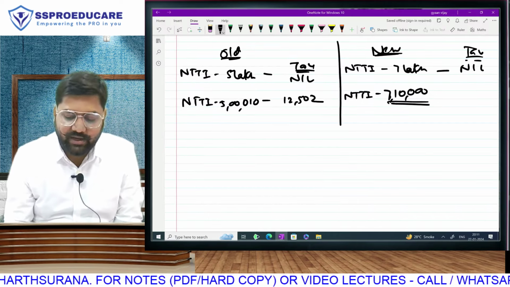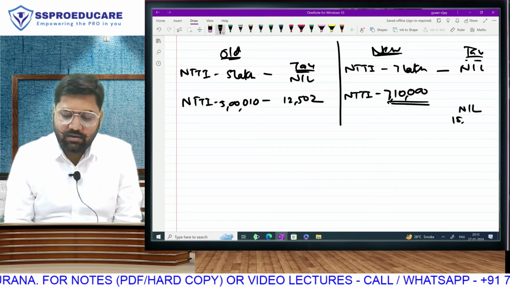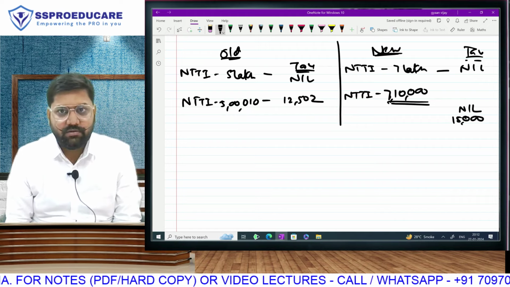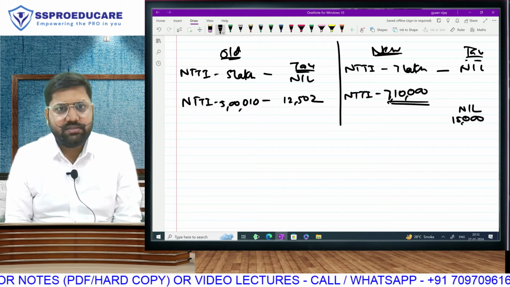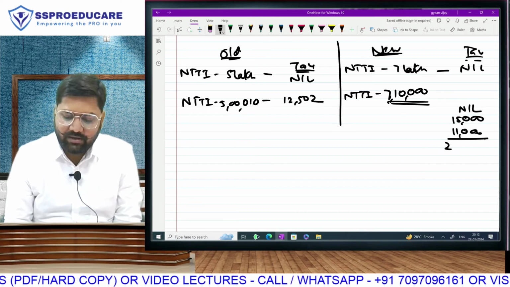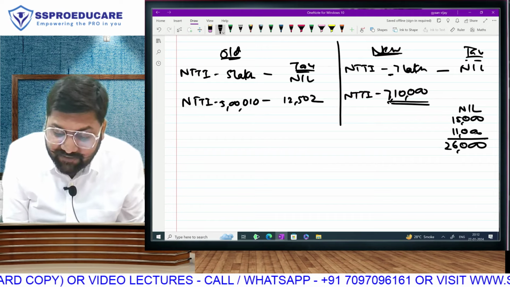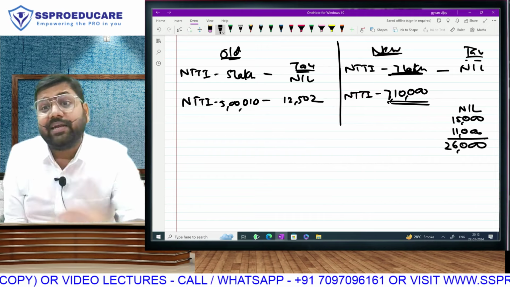So let's calculate full tax. 0 to 3 lakh, no tax. 3 lakh to 6 lakh, 5%, so 15,000. And 6 lakh to this 7 lakh 10,000, we apply 10%, so we get 11,000 in the 10% bracket. The tax is coming to 26,000 rupees. Now here there will be no rebate. See, at 7 lakh you get rebate, so make that 25,000 into 0.